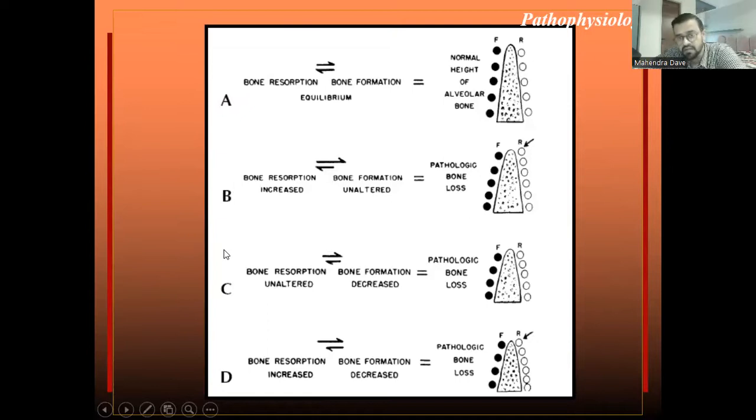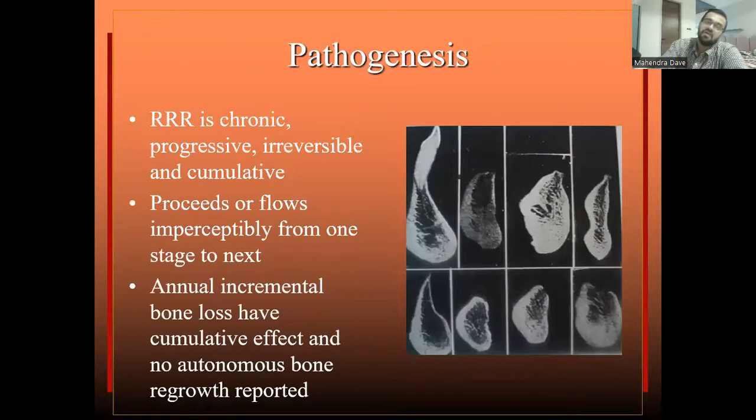Then the height of the ridge gets reduced and the pathologic bone loss is seen. And the last, bone resorption is increased and bone formation is decreased. There is tremendous loss in the height of the ridge and the residual resorption is seen very rapidly. So what is the pathogenesis?